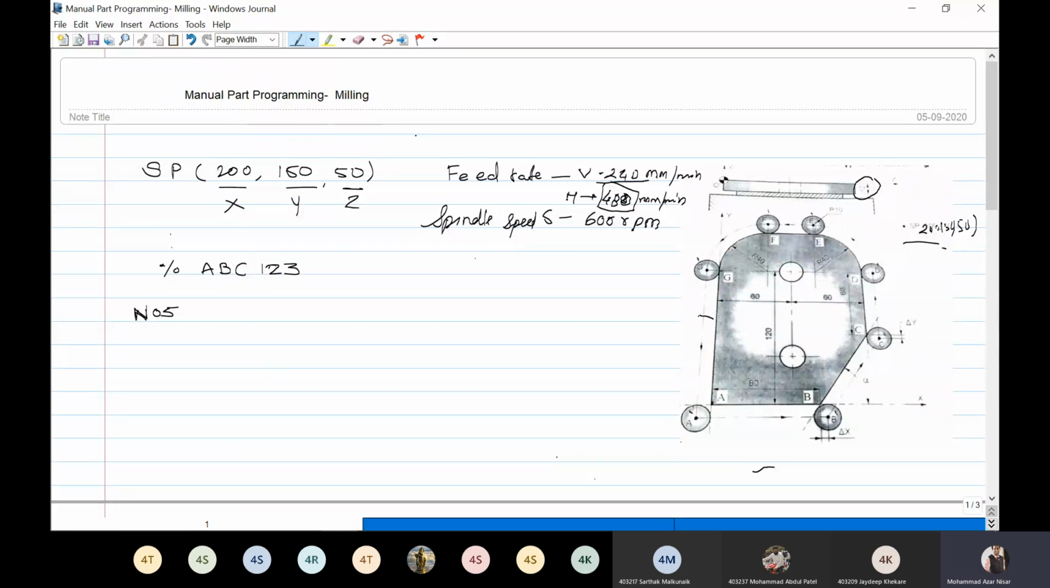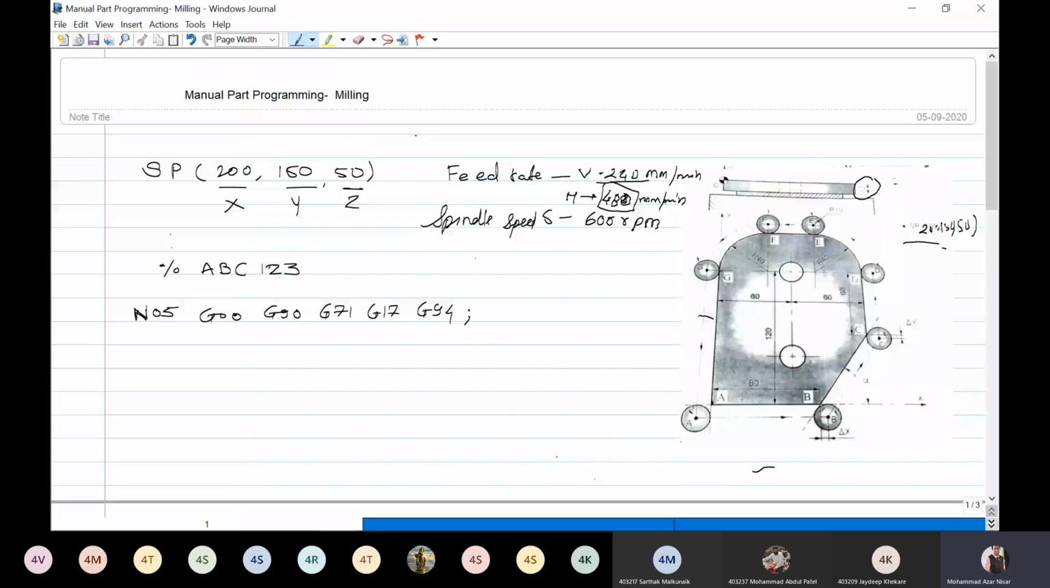So N05 G00, G90, G71, G17, G94. Okay, and after this, end of block.